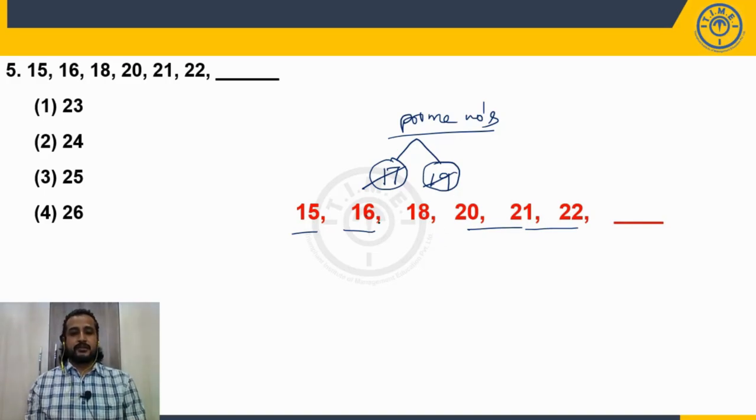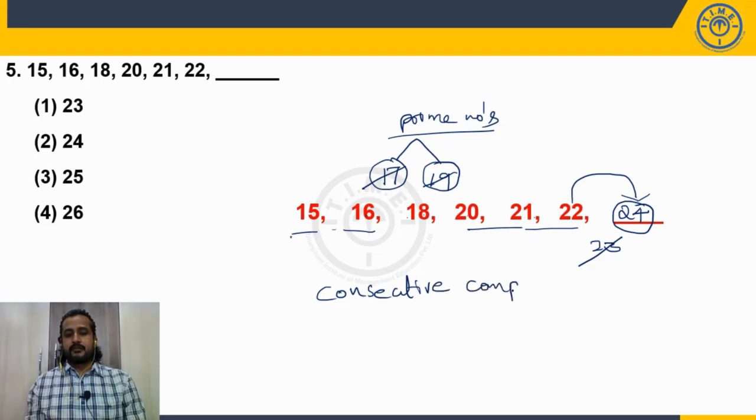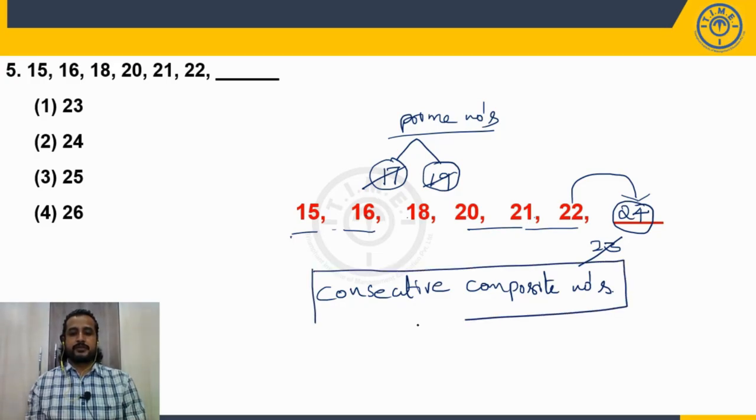17 and 19 are missing. So 15, 16, 18, 20, 21, 22. So next I need to take the composite number or non-prime number. If I take 23, 23 is a prime number, so I cannot take it. So what is the next composite or non-prime number? 24. So what is my required answer? 24. So what is the logic? Consecutive composite numbers. So the given logic is consecutive composite numbers. So after 22, 24 is a composite number.